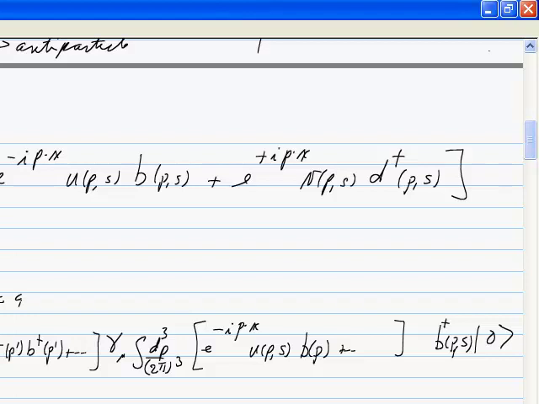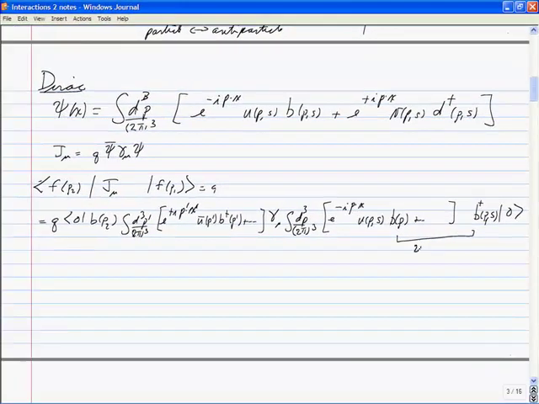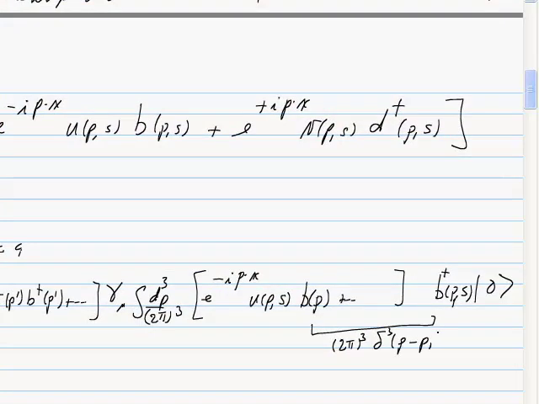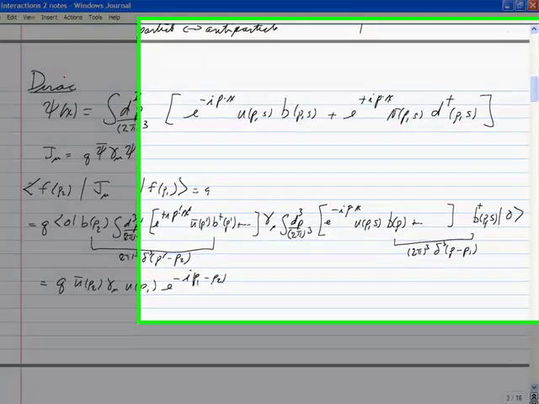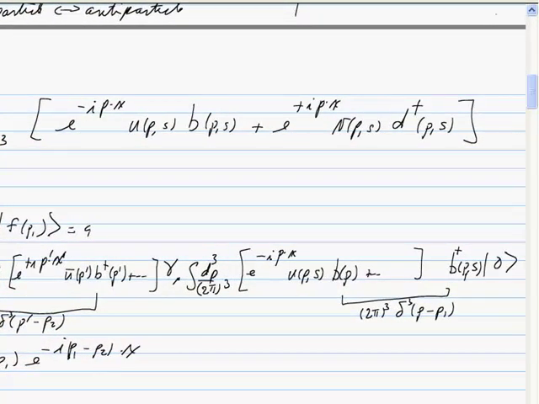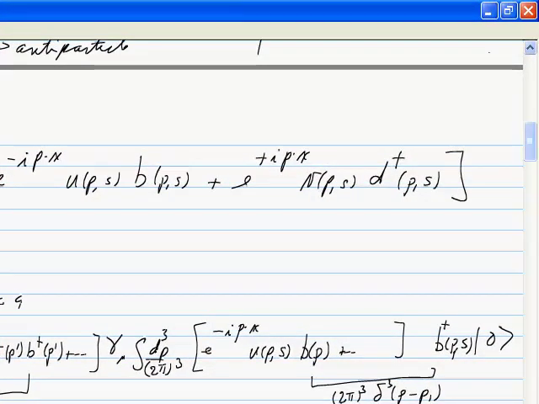But this guy now is going to annihilate that. So this turns into 2 pi cubed delta 3 of p minus p1. And this one creates that. So, boink, this is 2 pi cubed delta 3 of p prime minus p2. And the whole thing then collapses down to just a simple matrix element. It's just Q, u bar of p2, gamma mu, u of p1, e to the minus i p1 minus p2 dot x. Everybody comfortable with that? Okay, so that's the obvious thing.